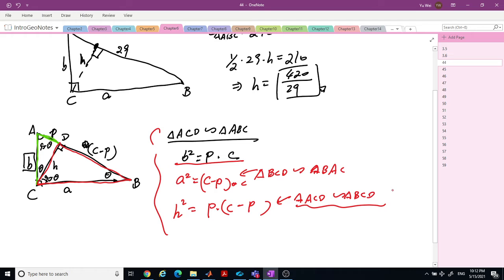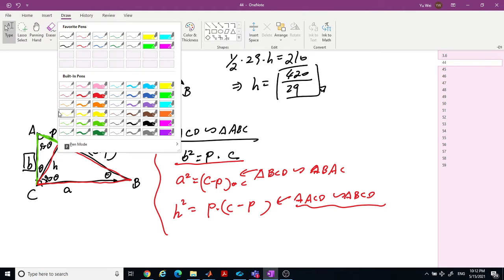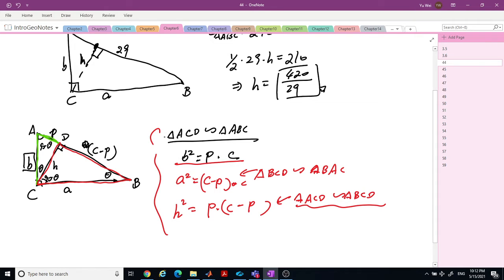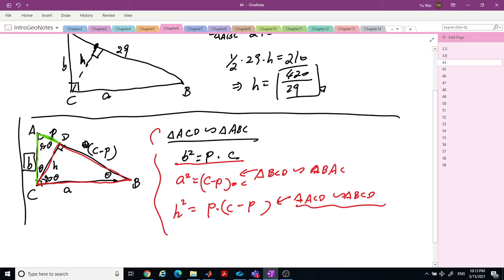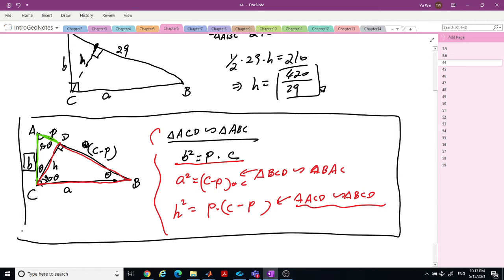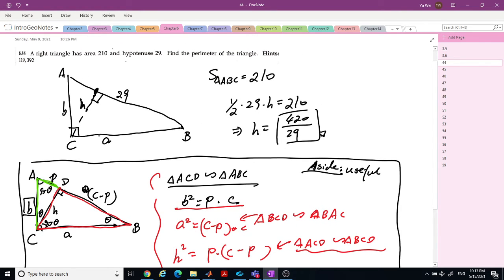So these are very useful information. Okay, we need to remember for the right triangle. Very useful. This is a side. So this one is very useful, right? So we get the H. So we want to get the A and B, right?